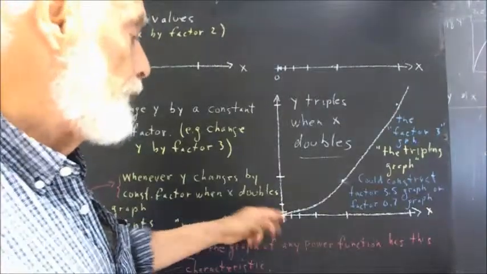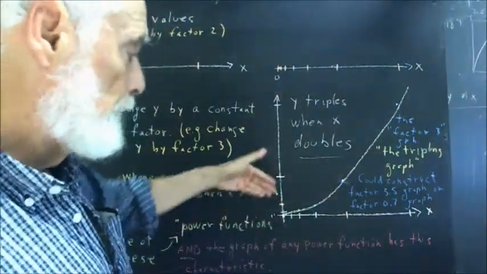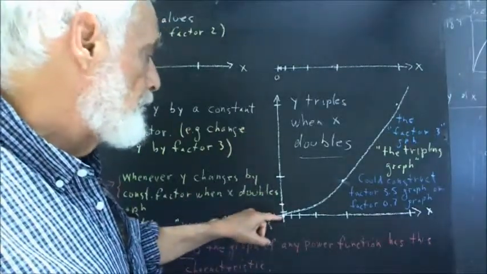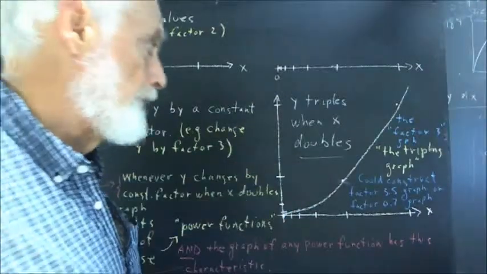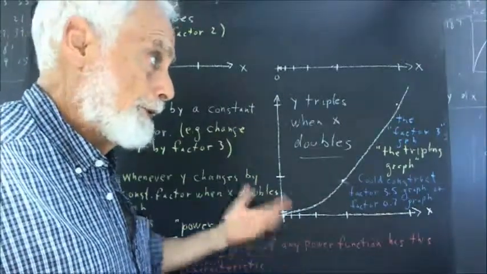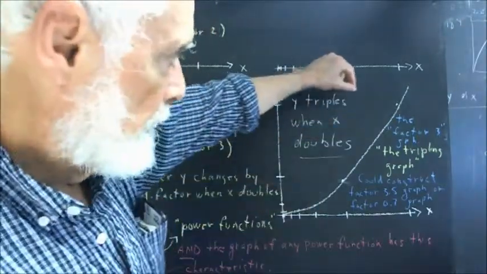Now, if you double 0 you get 0, and if you double it again, you get 0. Also, if you triple it, you keep getting 0. So that 0, 0 doesn't really satisfy the condition that y triples when x doubles, because you can't really triple or double 0. You can, but not really. Not in the sense that we want to think of it.